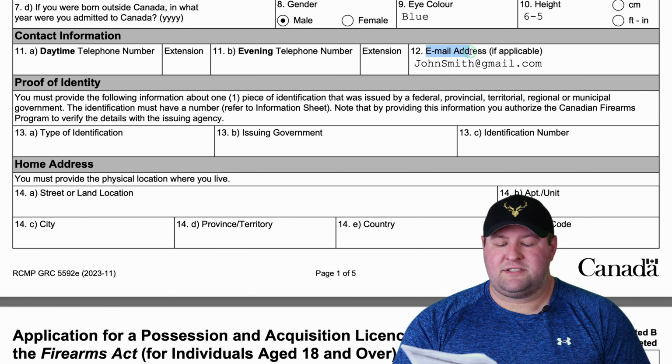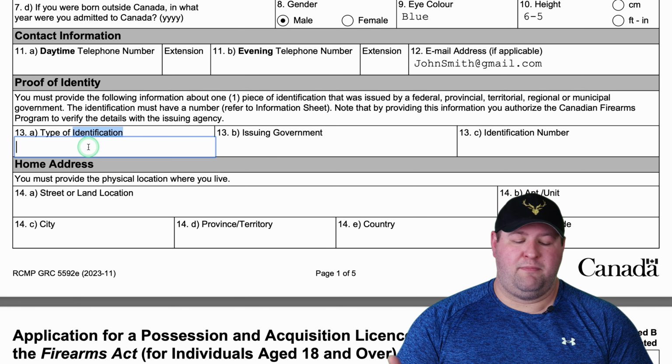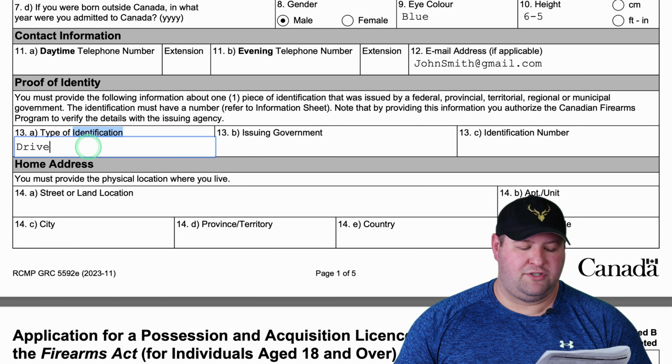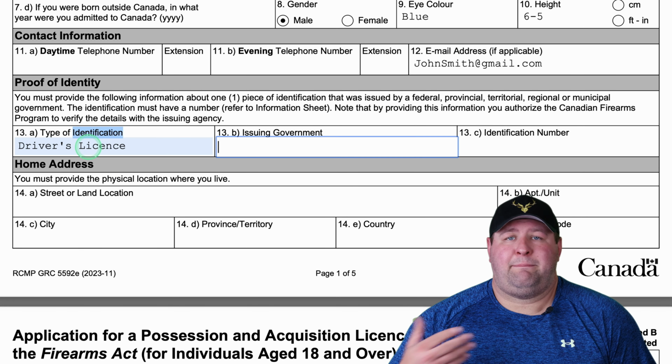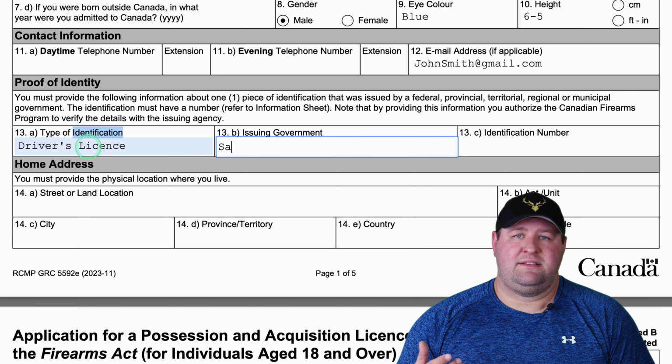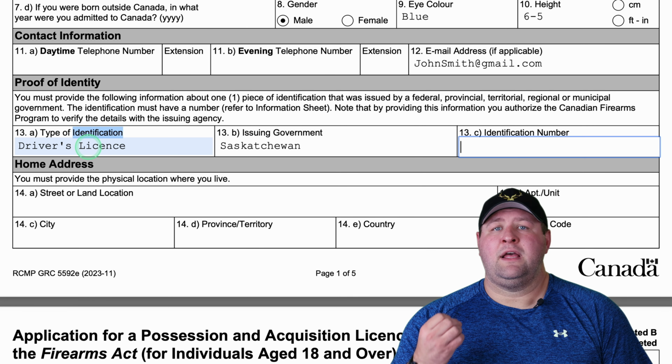Next is proof of identity. So you need an identification issued by the federal, provincial, or regional government. So driver's license, that's the easiest one, or passport, whatever.